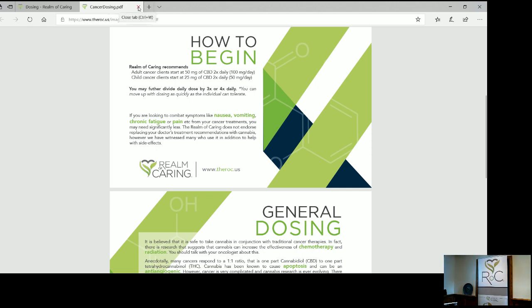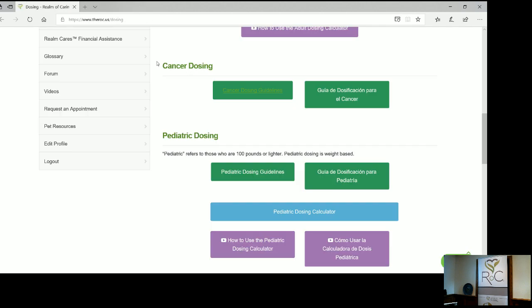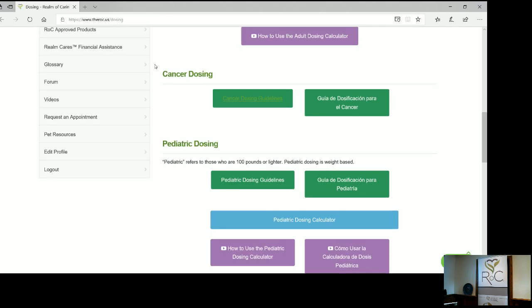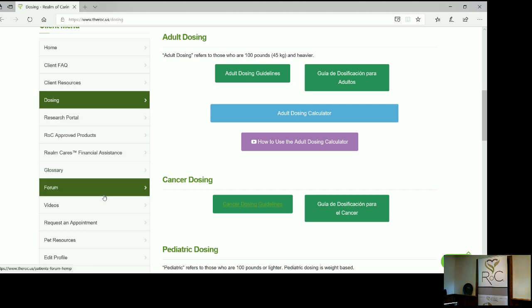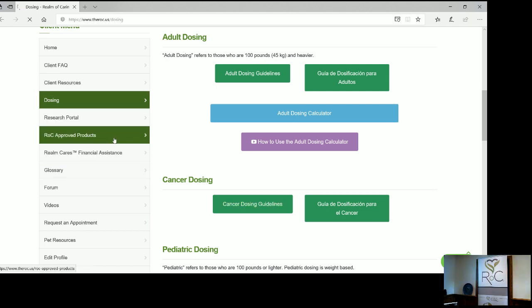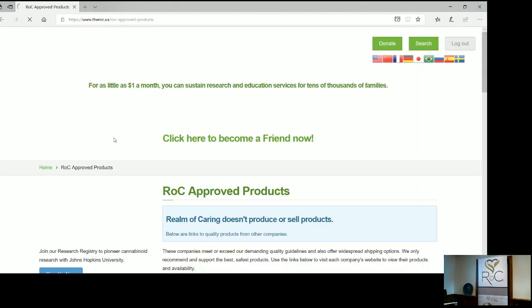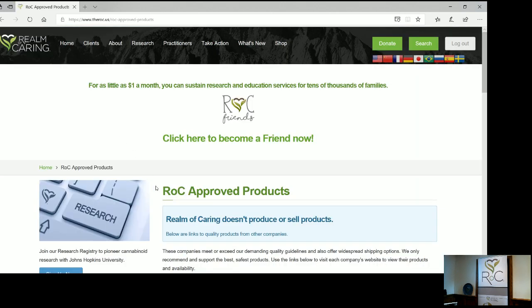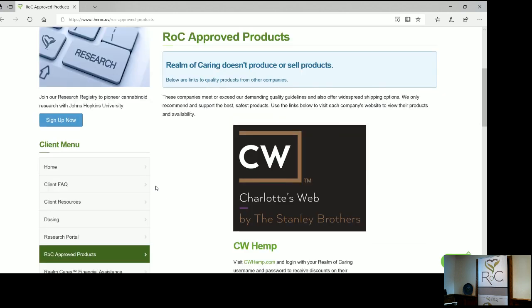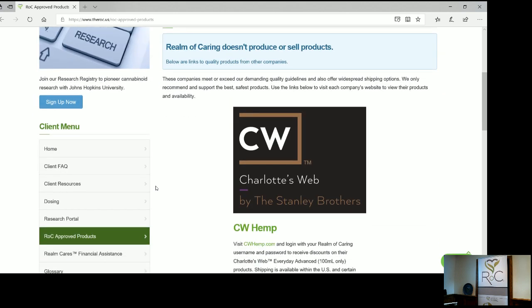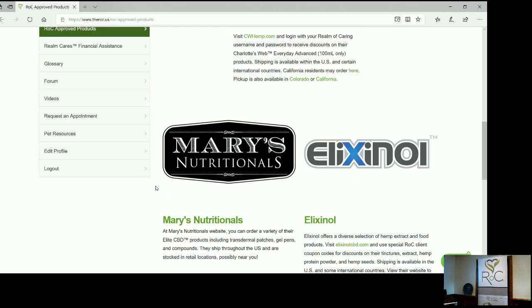And just so you know real quick, while we're in the client portal, you have all of these different resources here. To order the products that we support, you'll go to RoC approved products. It will take you to the external website because Realm of Caring does not produce or sell products. So we do have how to get all the discounts and coupon codes for all the products that we support. If you want to find out how to do that, you'll have to be a client first.